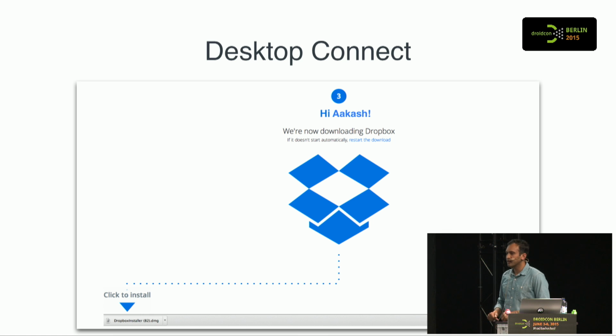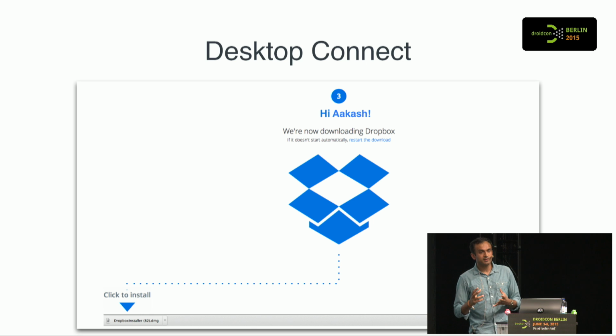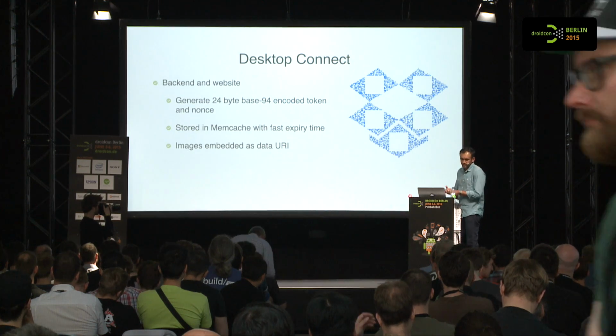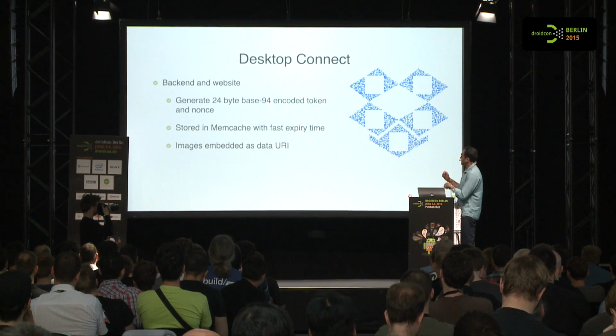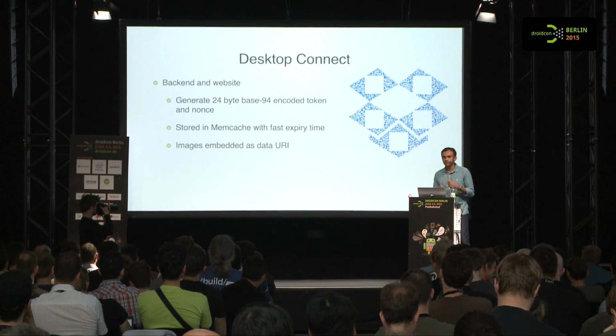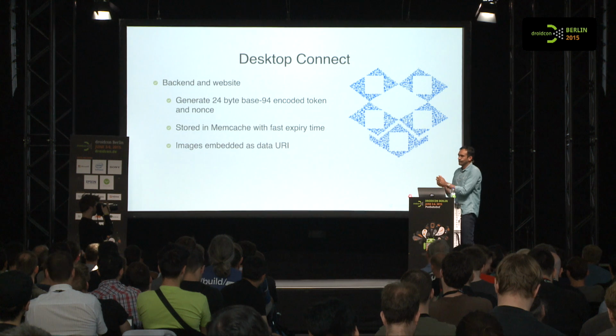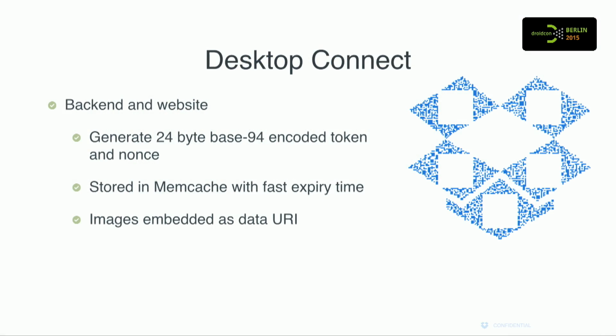And so once you actually click on that, the installer launches. It's a personalized installer because you already signed in to the website when you downloaded the installer, so it already has your credentials embedded in it, and you don't need to type your credentials in anymore. And so how does this work? Well, on the back end, we generate a 24-byte token and nonce, and we store it in memcache with a very, very fast expiration time. And then we generate a QR code for that token and nonce with a URI associated with it, and we embed it in this image.